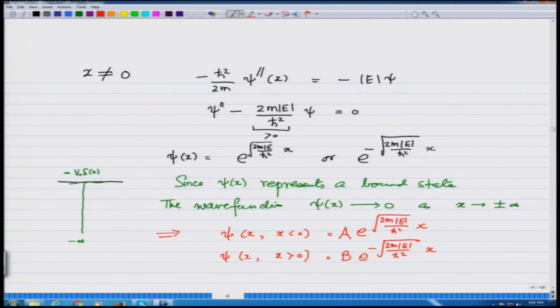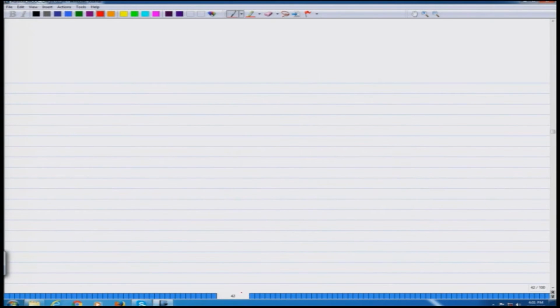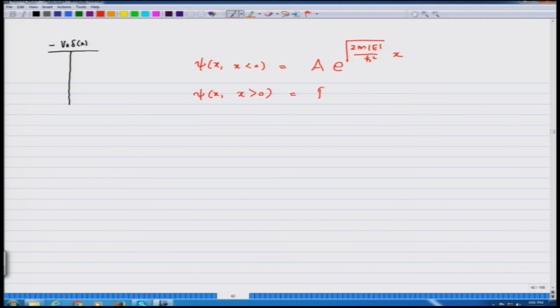I have deliberately chosen these constants to be different because I do want to make a point. So, in this case that we are considering a delta potential, V naught delta x potential, the solutions are psi x for x less than 0 equals some constant a e raised to square root of 2m mod E over h cross square x, and psi x for x greater than 0 is equal to some constant b e raised to minus square root of 2m mod E over h cross square x. What about boundary conditions?